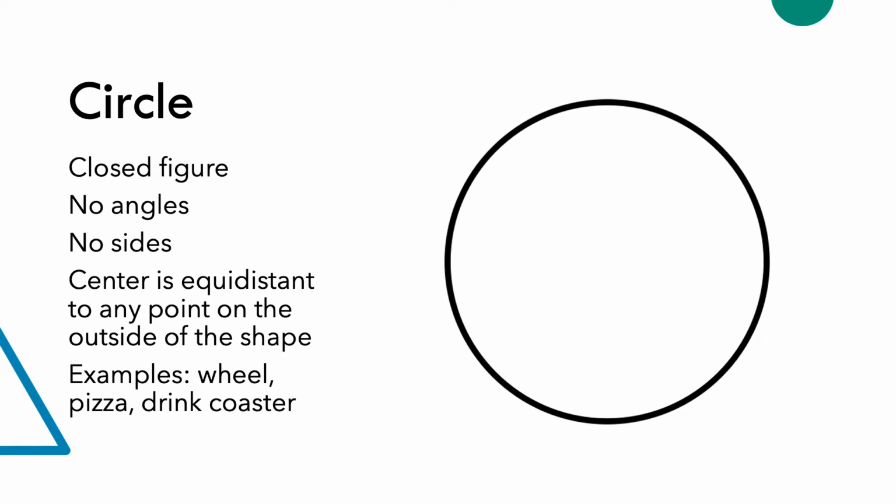Let's start talking about our most basic shape, the circle. The circle is a two-dimensional figure that is a closed figure. It has no angles, no sides, and its center is equidistant to any point on the outside or the perimeter of the shape. Good examples of circles in real life are wheels, an entire pizza, and a coaster that you put your drink on.